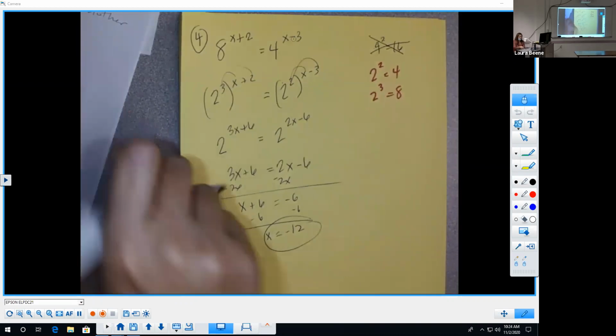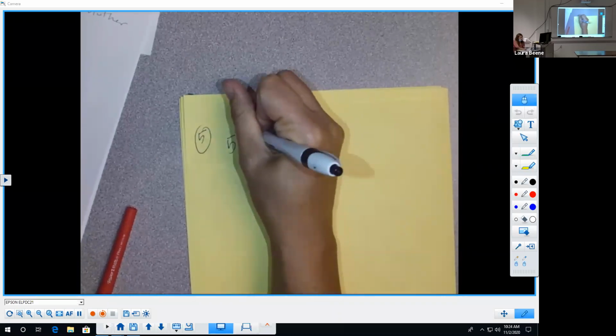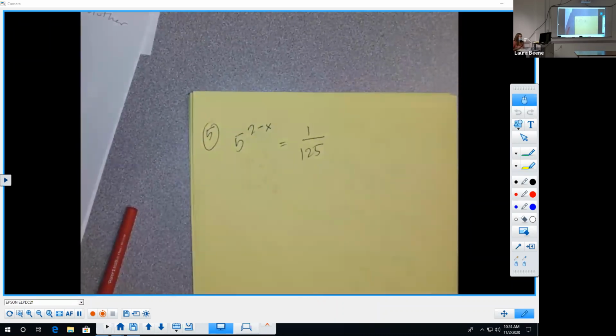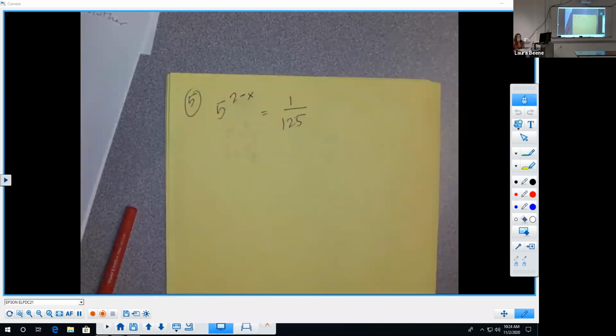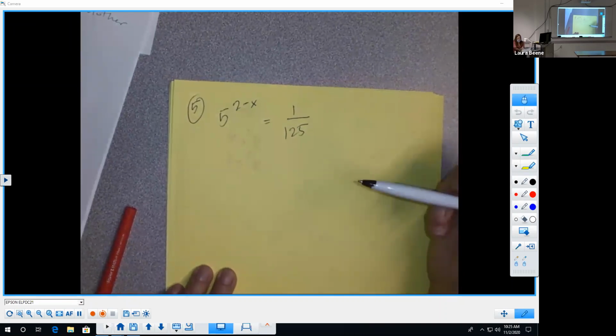Okay, let's do one more of those. This one's a little bit trickier. What about if I had 5 to the 2 minus x equals 1 over 125? So the idea here is you're always trying to get a base of 2, 3, 4, 5. I can't stress that enough.